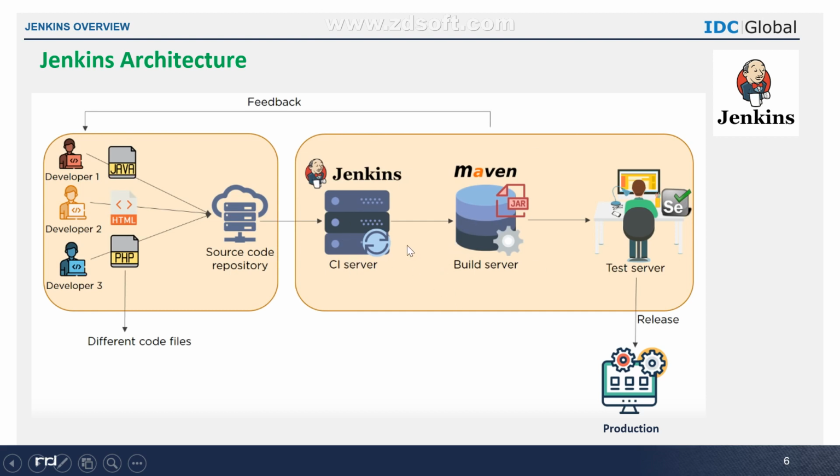Once the build succeeds, Jenkins automatically deploys to a test server. The testers then test the server and check the functionality. If you want to, we can check manually, or execute Selenium test cases, or if we have JUnit test cases or Selenium test cases, we can run those.